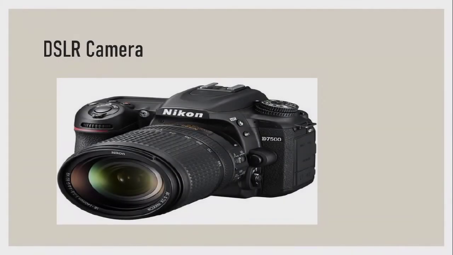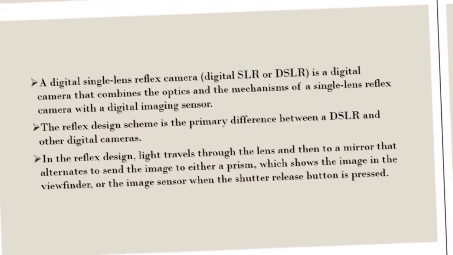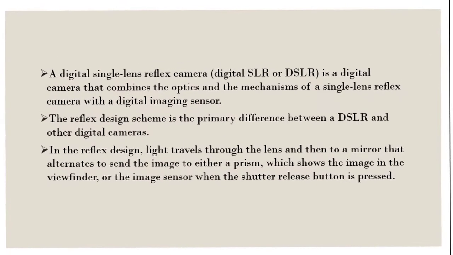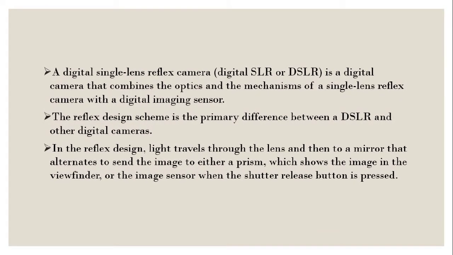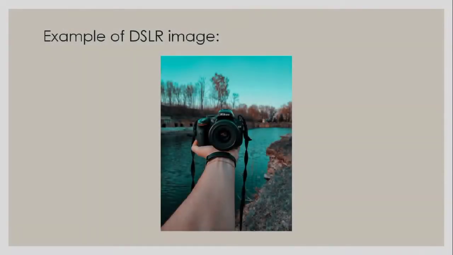This is a DSLR camera. A digital single lens reflex camera is a digital camera that combines the optics and the mechanism of a single lens reflex camera with a digital imaging sensor. The reflex design scheme is the primary difference between a DSLR and other digital cameras. In the reflex design, light travels through the lens and then to a mirror that alternates to send the image to either a prism, which shows the image in the viewfinder, or the image sensor when the shutter release button is pressed. This is an example of an image taken by a DSLR camera.